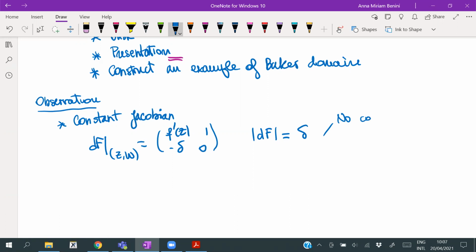There is no coexistence of repelling and attracting periodic points.